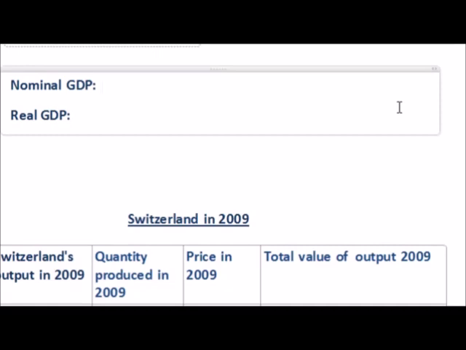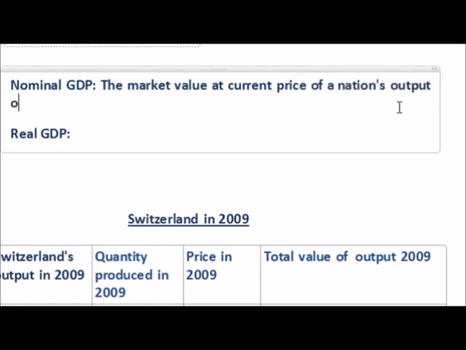The nominal GDP of a nation measures the market value at current prices of a nation's output of goods and services. Now, the key word here is the market value. Market value means that when we talk about nominal GDP, what we're considering is the price level experienced in the nation in that year. What this means is that if the price level increases from one year to the next, but the actual output of goods and services does not change, then a country's nominal GDP can grow between 2 periods of time.